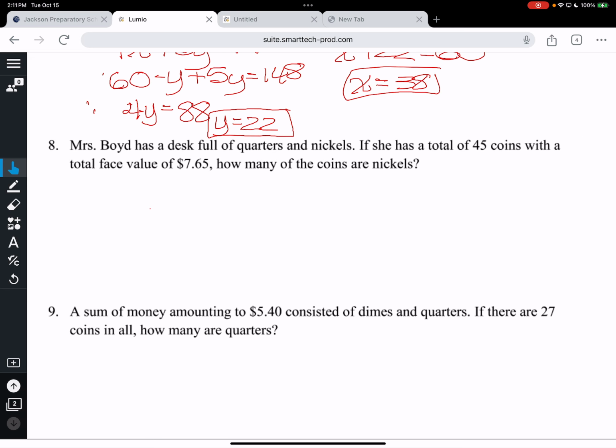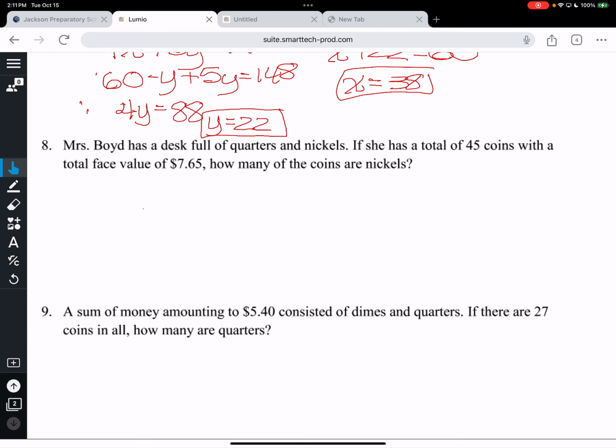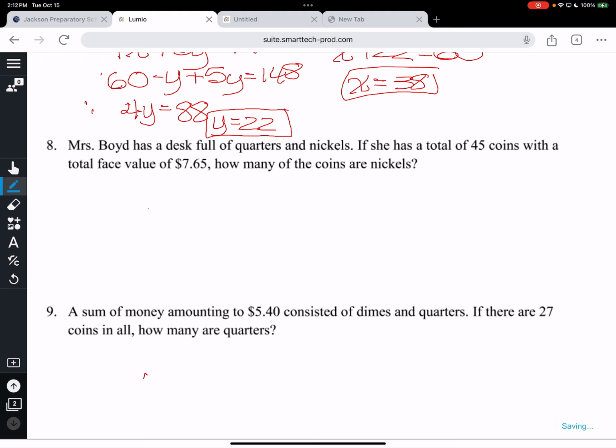166. Okay, number 9. A sum of money amounting to $5.40 consists of dimes and quarters. First, you're going to have to help me out. Dime, what does that mean? 10 cents. So how do you write that? As a decimal, 0.10. What is a quarter? 25 cents. Yes, 0.25.